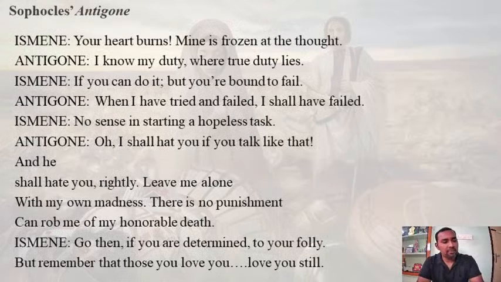Ismene: Your heart burns. Mine is frozen at the thought. Antigone: I know my duty where true duty lies. Ismene: If you can do it, but you are bound to fail.